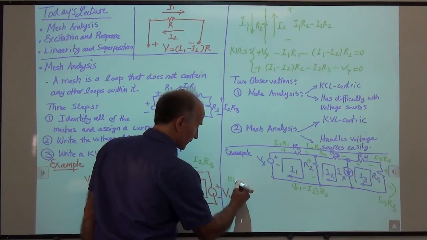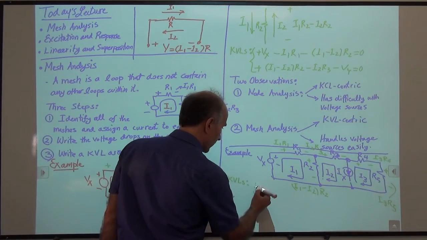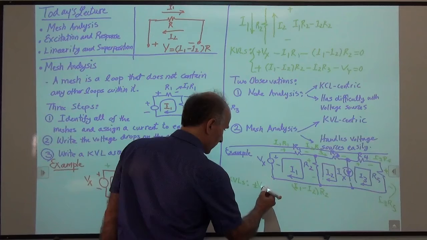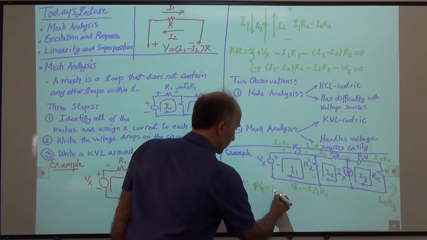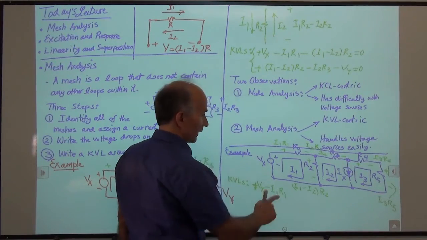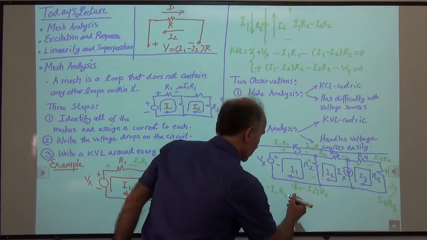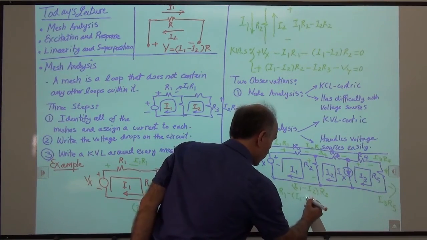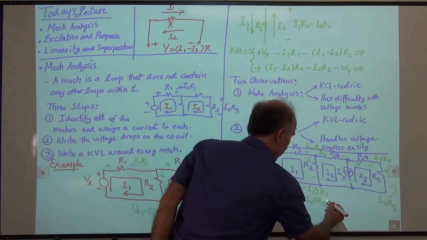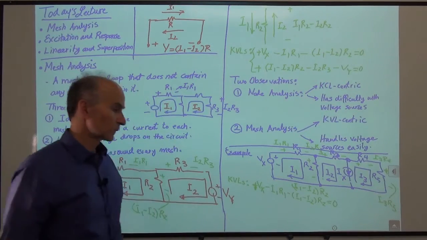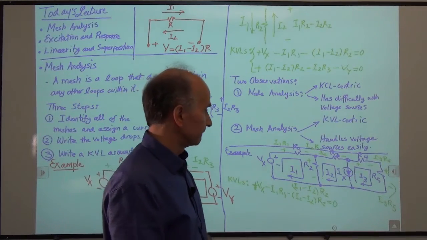So KVLs. For I1, I have plus Vx, going up to potential, going down to potential here, minus I1 R1, then going down to potential here. So whatever voltage I have here, I have to multiply by minus 1. So minus I1 minus I2 times R2. Coming back to the same point, so that's 0. Okay, that's one KVL. All right.